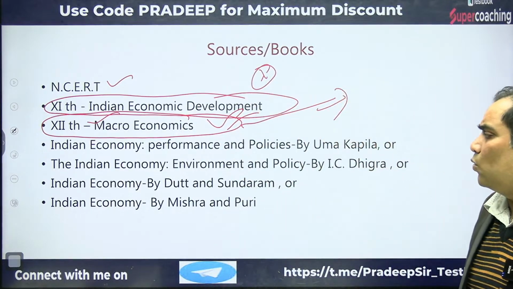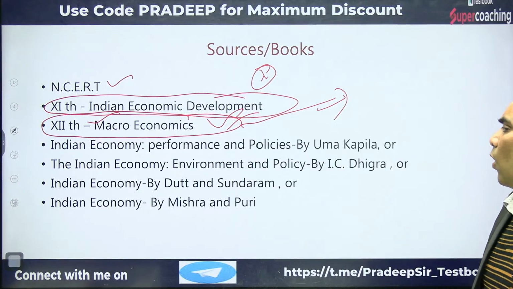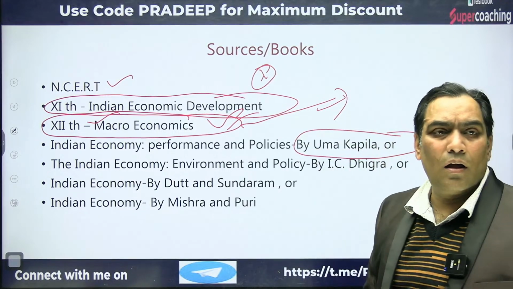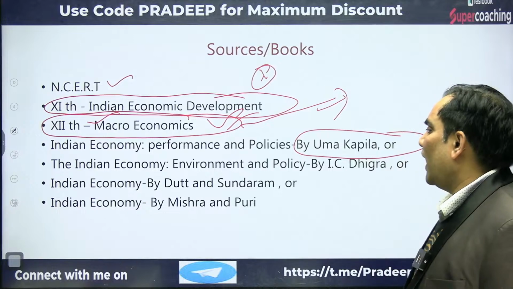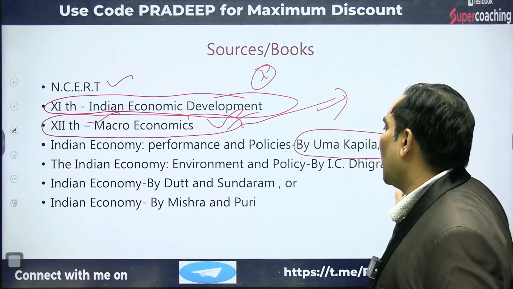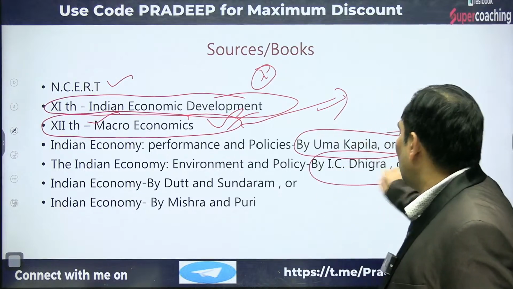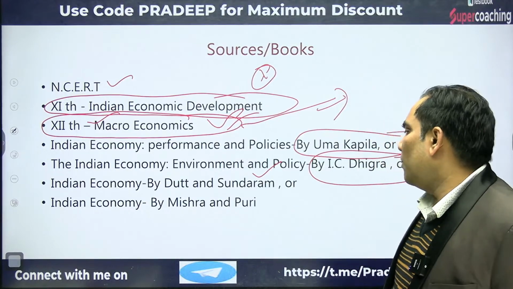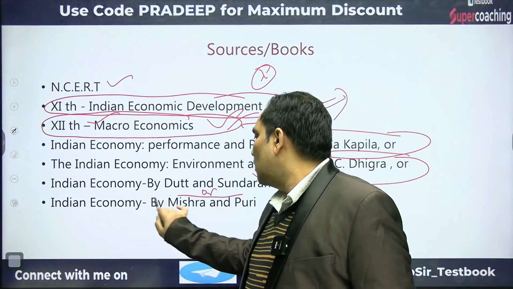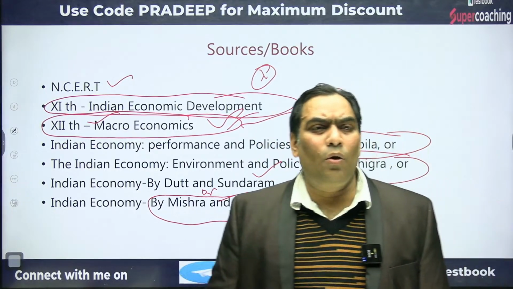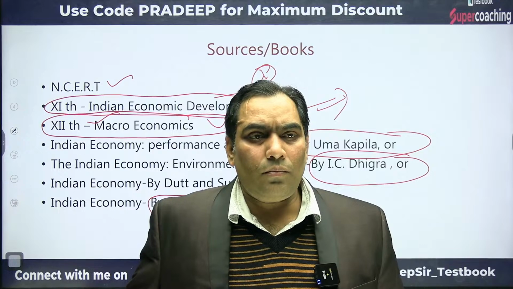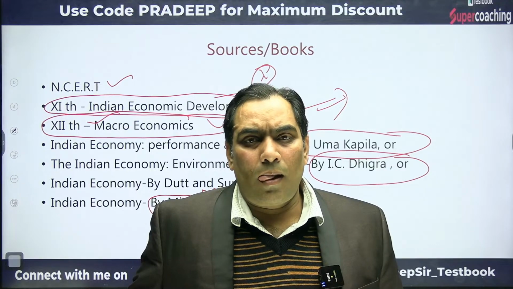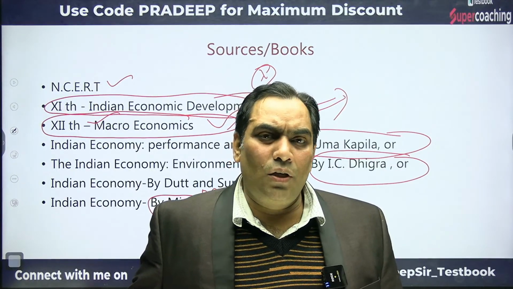In addition to that, you can also go through Indian Economy: Performance and Policies by Uma Kapila. And you can also go through Indian Economy: Environment and Policy by I.C. Dhingra. In addition to that, if you want to, you can go through Datt and Sundaram, or Misra and Puri, or anyone. These should be your sources.